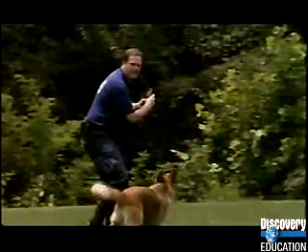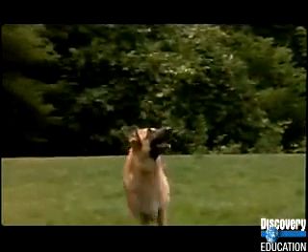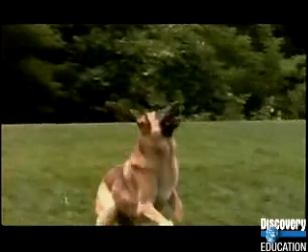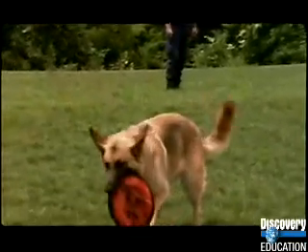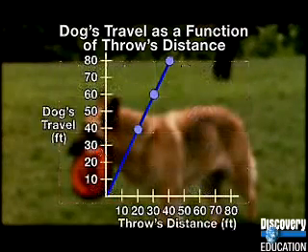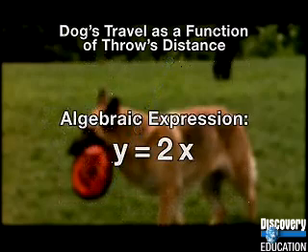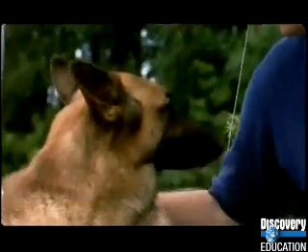If the owner throws it 30 feet, then the dog travels 60 feet out and back to get it. If the throw goes 40 feet, then the dog goes 80 feet, and so on. We can express the same function in several ways, such as tables, graphs, and equations. Let's fetch more functions.